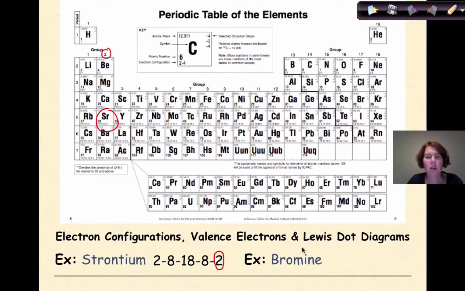Another example that we can look at is the element bromine. Bromine has an electron configuration of 2, 8, 18, 7, and bromine is located right here on the periodic table. So the number of valence electrons in bromine is 7, and we notice that it is in group 17, and all elements in this group will end with the number 7.